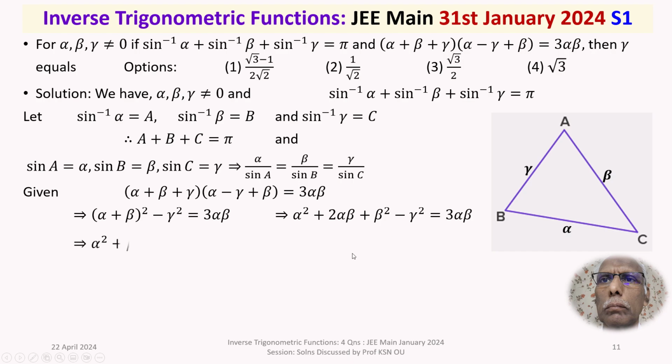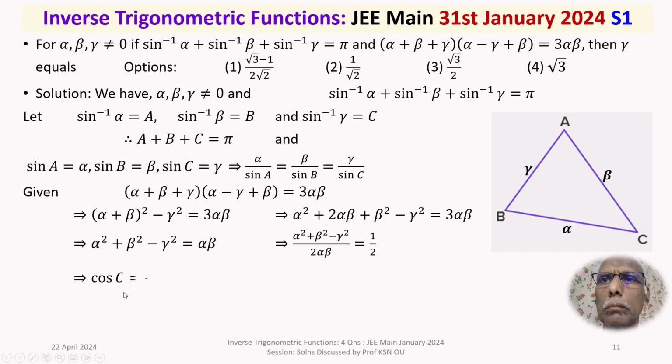Adjust the terms. Then you will get alpha square plus beta square minus gamma square is equal to alpha beta. Then you will get alpha square plus beta square minus gamma square by alpha beta is equal to 1. Now multiply throughout by 1 by 2. Then you will get alpha square plus beta square minus gamma square by 2 alpha beta is equal to 1 by 2. And apply the properties of triangles. What is this? This is cos gamma.